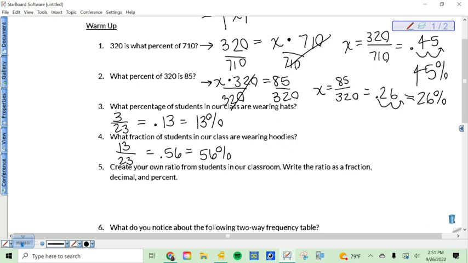And when you're done writing your ratio, start answering number 6 and 7. Number 6 and 7.